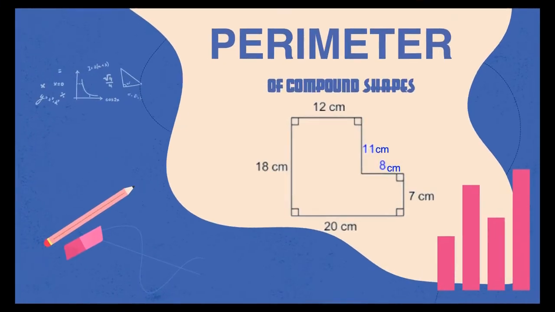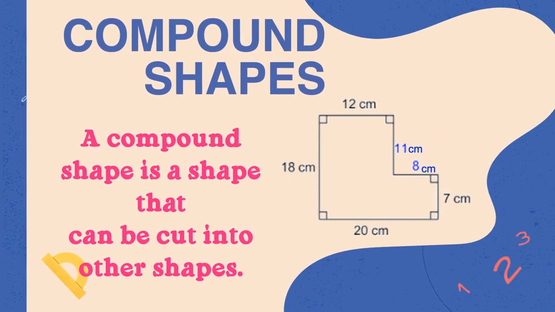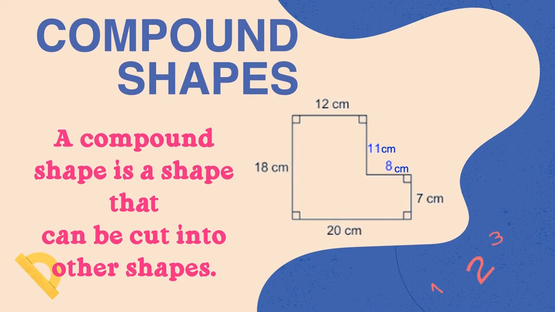Now, let's talk a little bit about a compound shape. What is a compound shape? Well, a compound shape is a shape that can be cut into other shapes. Let's take a look at our example. Can you see where we can cut this shape to form two shapes? Yes, that's correct. That's one of the places where we can cut it so that it makes two separate shapes. That's how we get a compound shape.